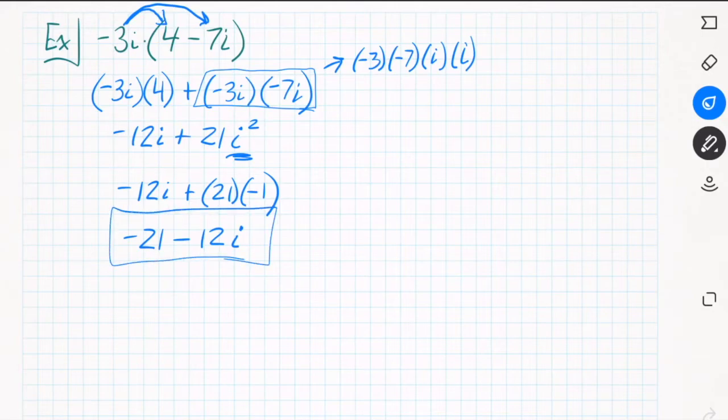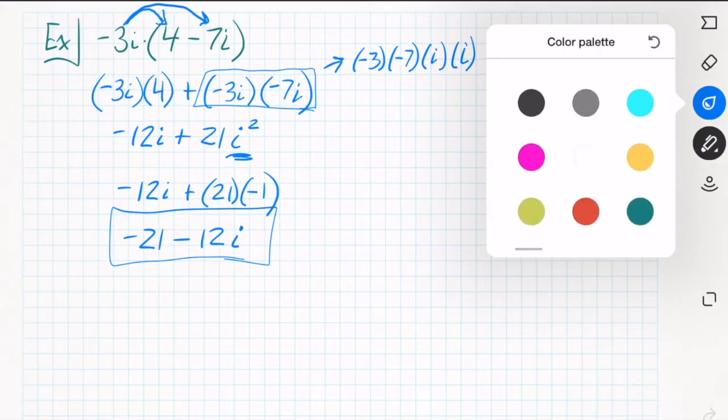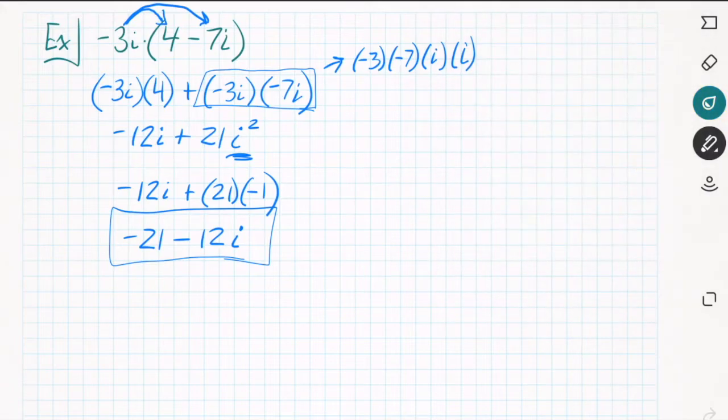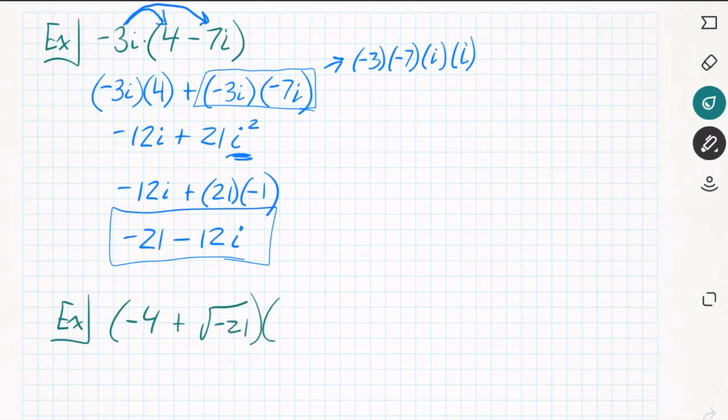All right, so let's do something a little bit weirder. What if we had (negative 4 plus the square root of negative 21) times (5 minus the square root of negative 15)? This is going to get messy.